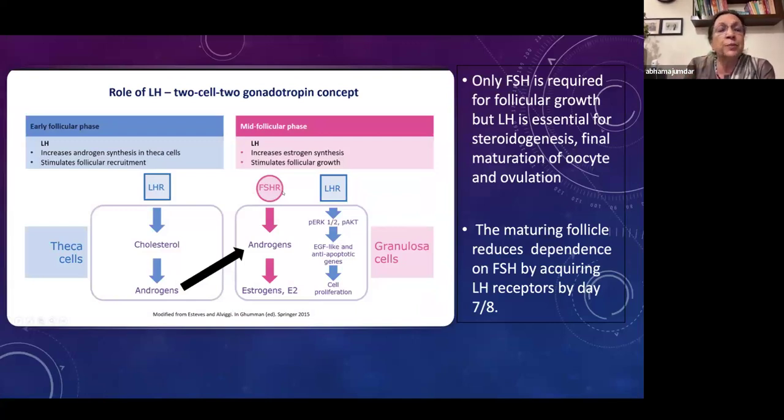Now, regarding LH, I thought you must know the role of LH in early follicular phase and in mid-follicular phase. In early follicular phase, LH acts on theca cells and increases androgen synthesis, which gets converted under the effect of FSH into estrogen. It also helps stimulate follicular recruitment. So this is the work of LH in the beginning: it will increase androgen synthesis and help in follicular recruitment. Whereas in the mid-follicular phase, LH increases estrogen synthesis, that means steroidogenesis, and stimulates follicular growth.